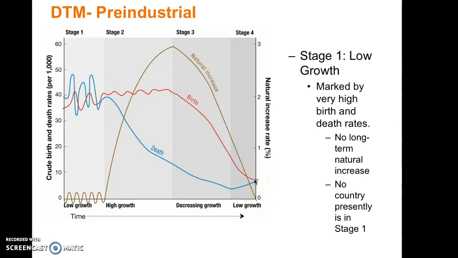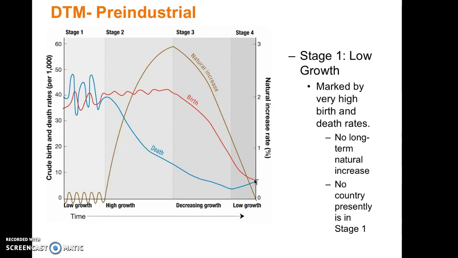So stage 1 has a very high birth rate, has a very high death rate. It has a low natural increase because so many people are dying. And it's usually this way because of lack of access to medical care. So people are dying of diseases that are pretty easily treated today. There's no country that's in stage 1. So there's no whole country in the world that's a stage 1 growth rate. It's also called pre-industrial growth rates. We've all been in stage 1.